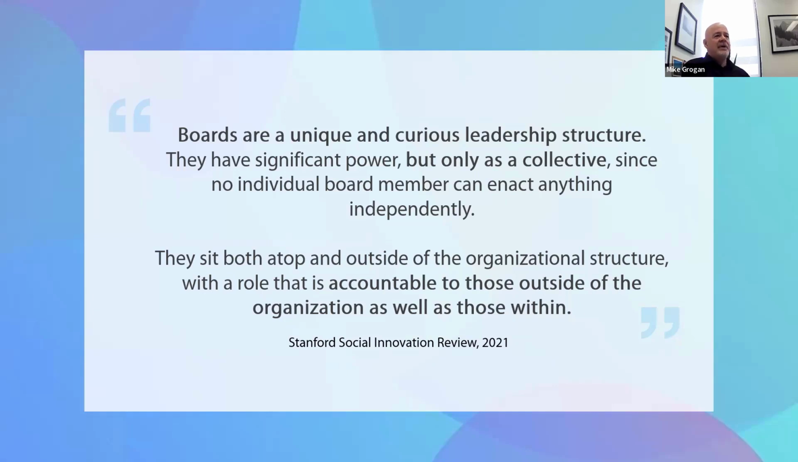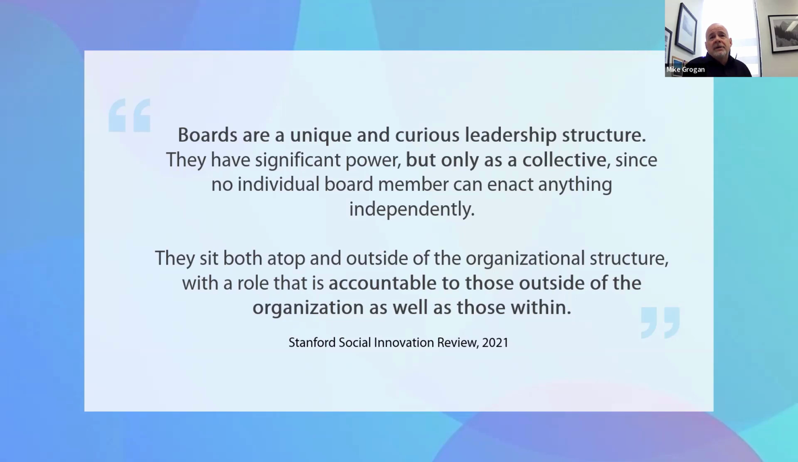You sit both atop and outside the organizational structure with a role that is accountable to those outside the organization as well as those within. It is that atop and outside that I think is one of the most powerful parts of being a board. But it's also probably one of the greater challenges.